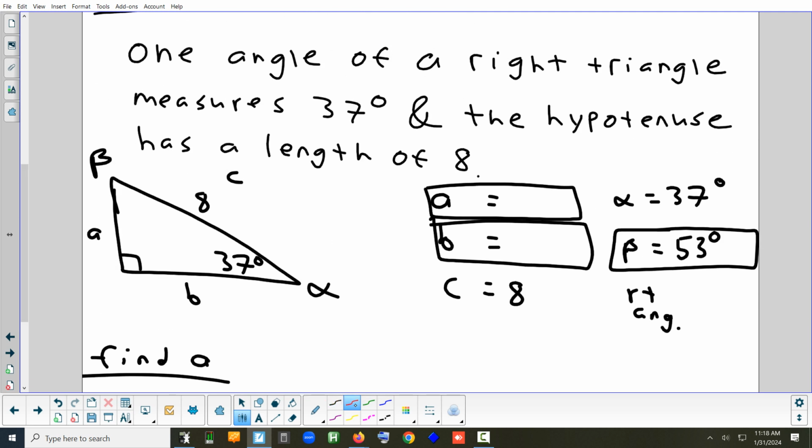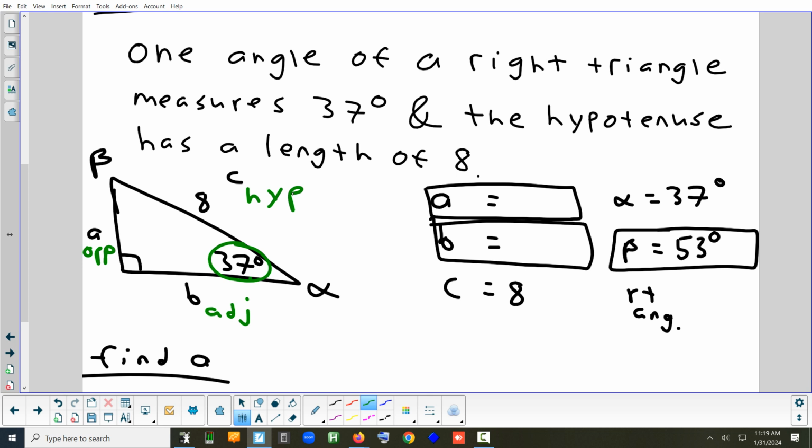What we want to do now is name the sides. And by name them, I mean tell me what position they're in. The choices are going to be opposite, adjacent, or hypotenuse. 37 is going to be the angle we use because it was given. Don't use the 53. So what's the name of side A from the perspective of 37? Opposite. Yep. And what position is side B? That's adjacent. And side C is the hypotenuse.